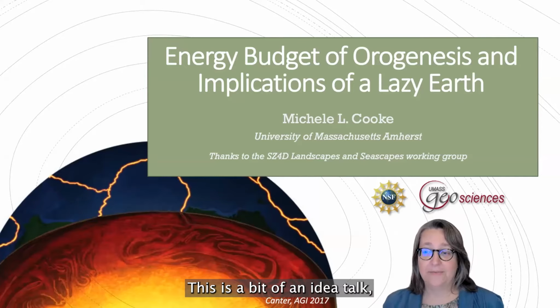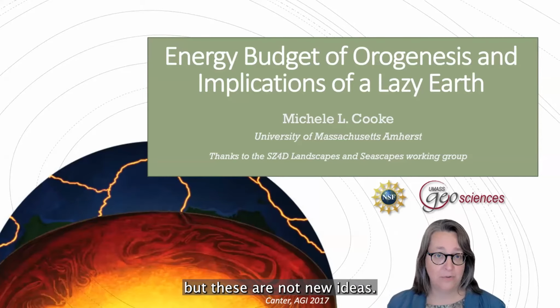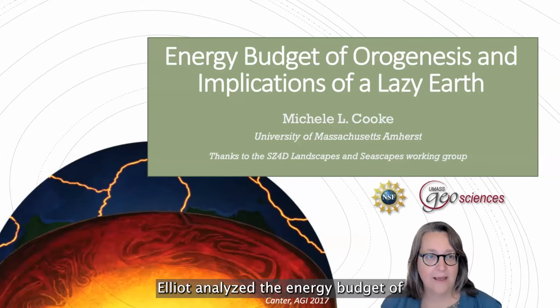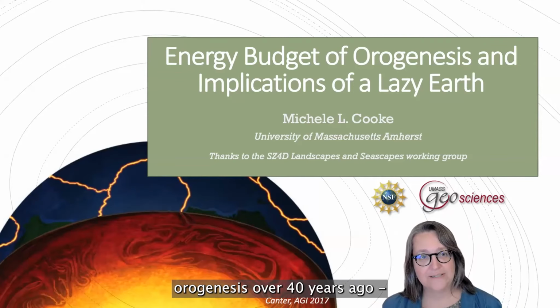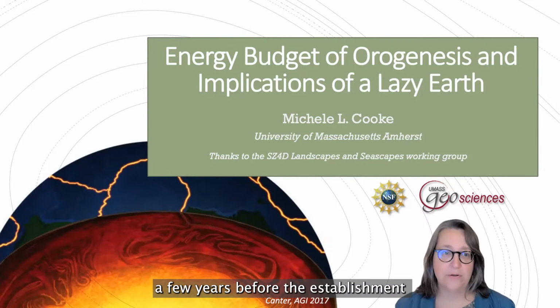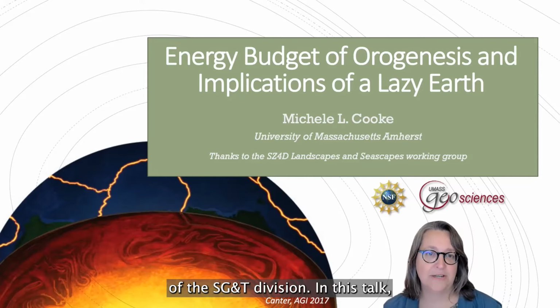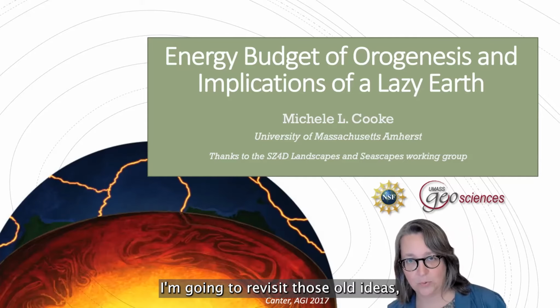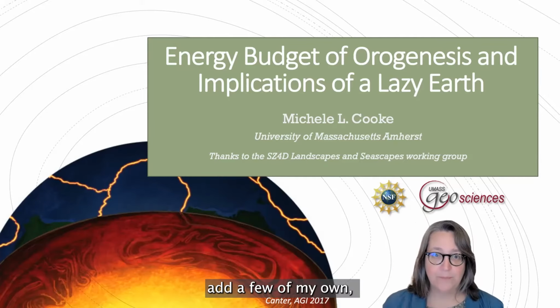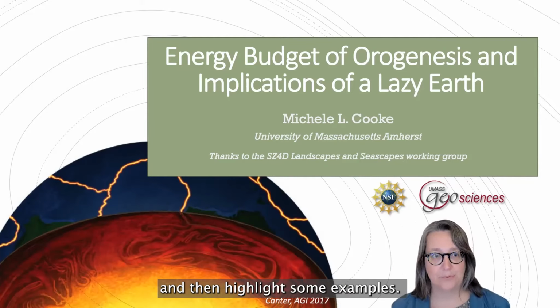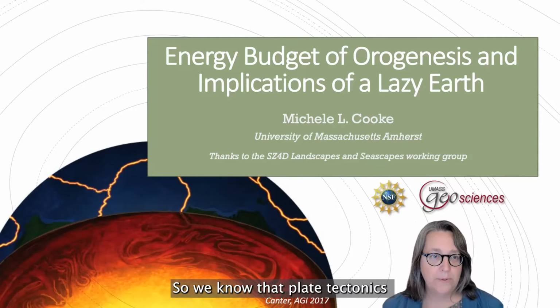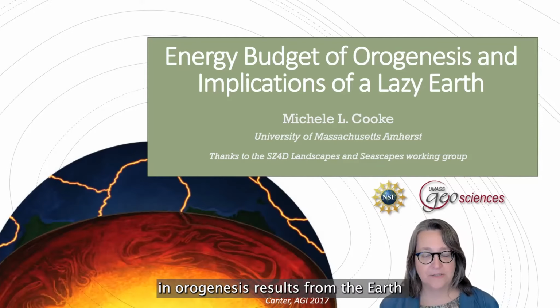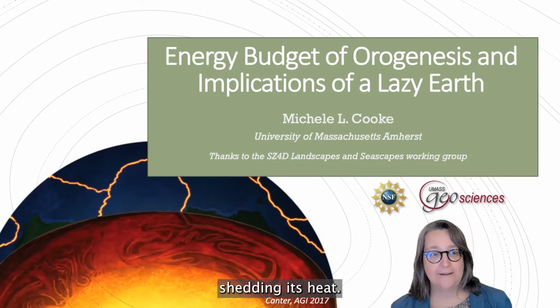This is a bit of an idea talk, but these are not new ideas. Elliott analyzed the energy budget of orogenesis over 40 years ago, a few years before the establishment of the SG&T division. In this talk, I'm going to revisit those old ideas, add a few of my own, and then highlight some examples. So we know that plate tectonics and orogenesis result from the Earth shedding its heat.